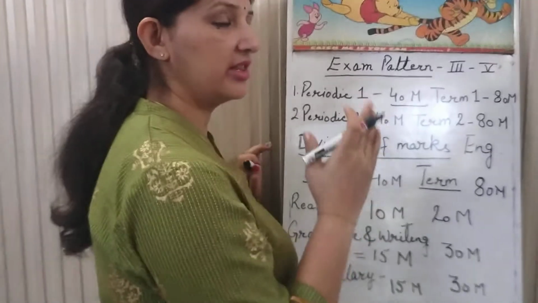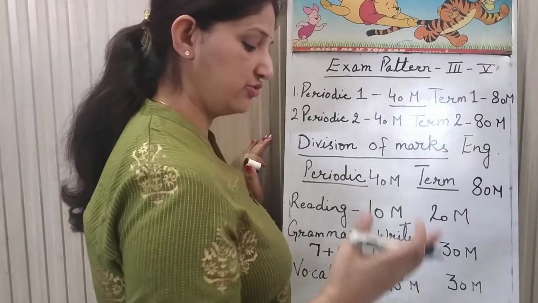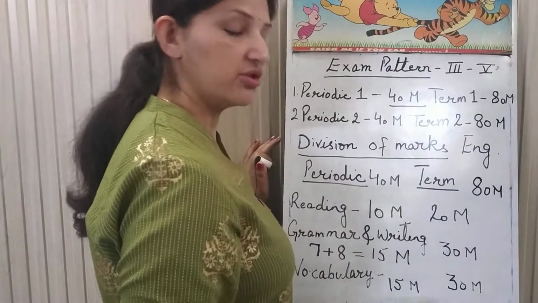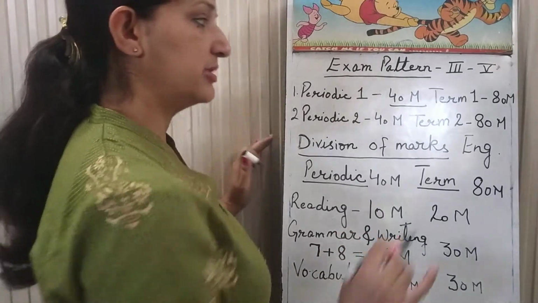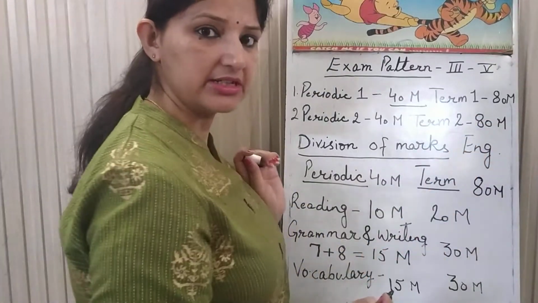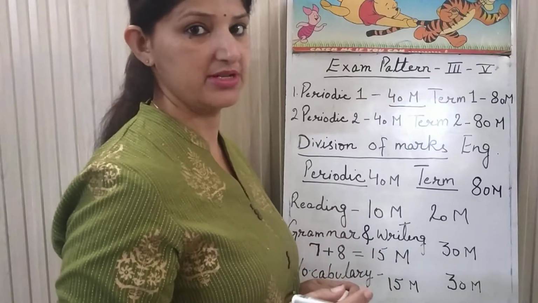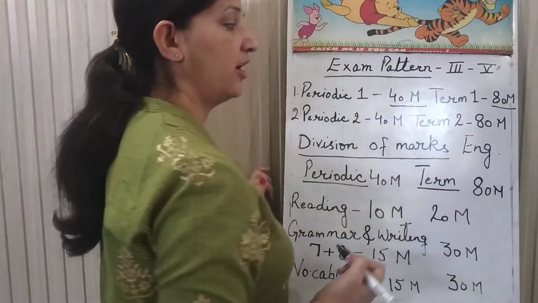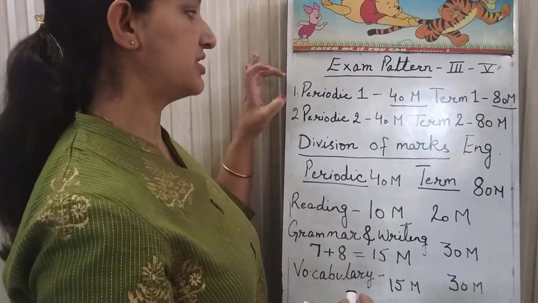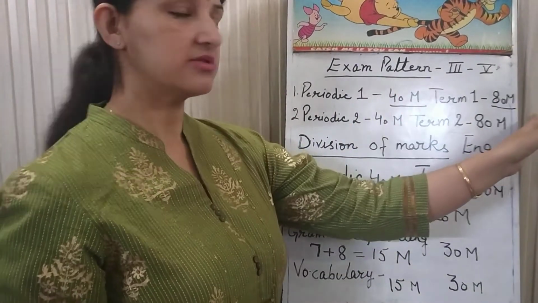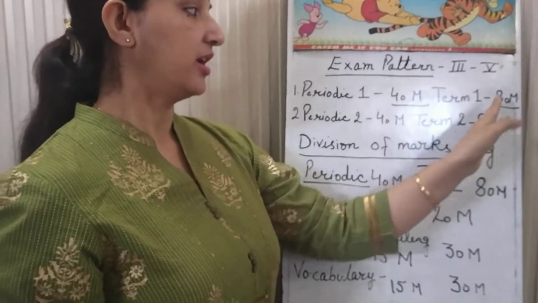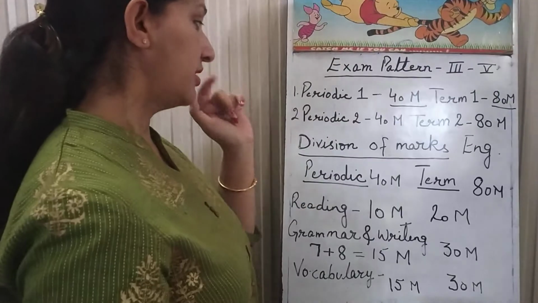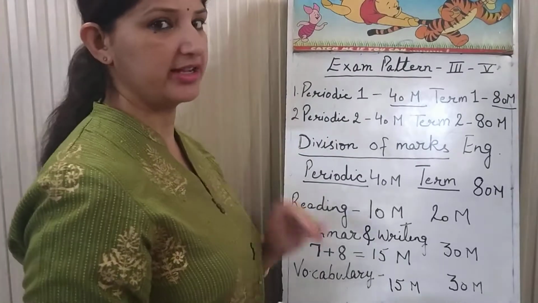After this, on the completion of half the syllabus, according to the dates, the half yearly or term 1 will be conducted in the month of October. It covers half of the syllabus of the book, and it is of specifically 80 marks. After term 1, the half yearly exam results come, and then the preparation for the second periodic starts.